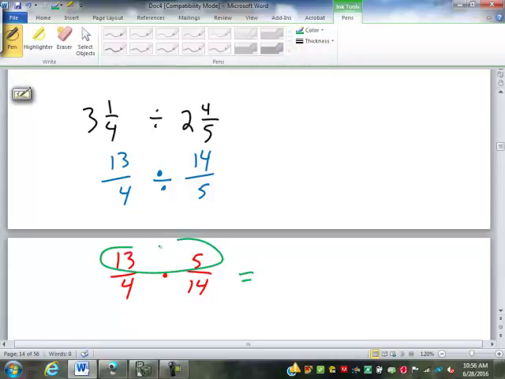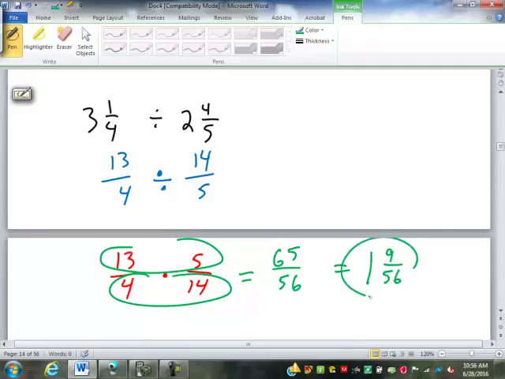And then 65 over 56. We multiply it. 13 times 5 is 65. 4 times 14 is 56. That's 1 and 9/56.